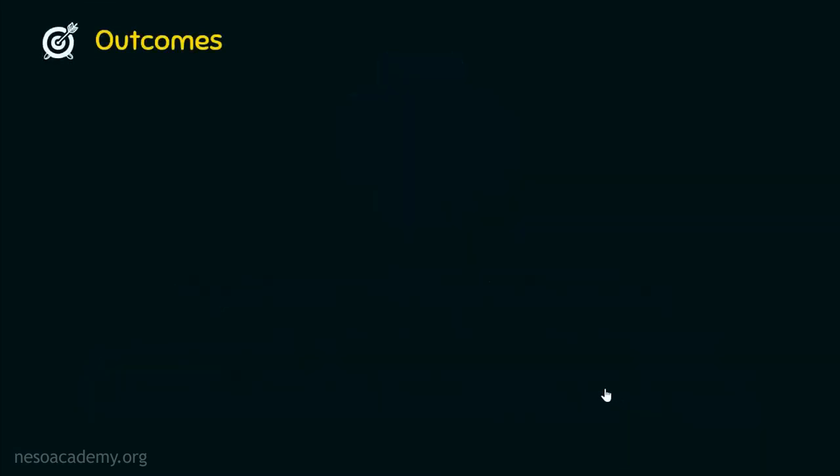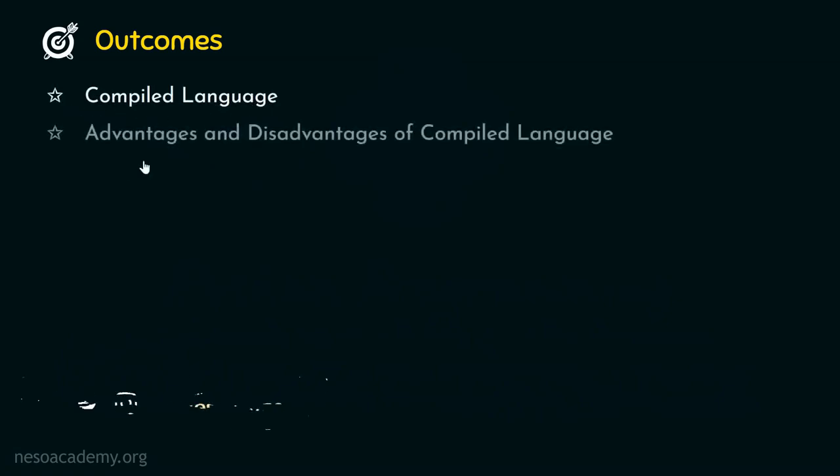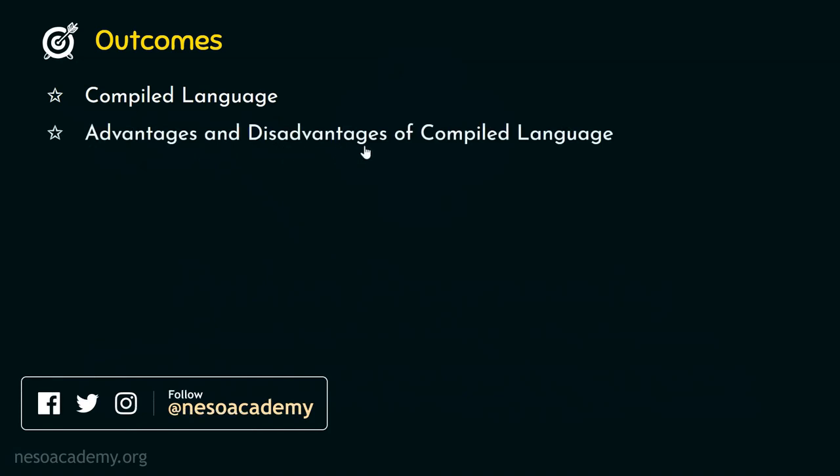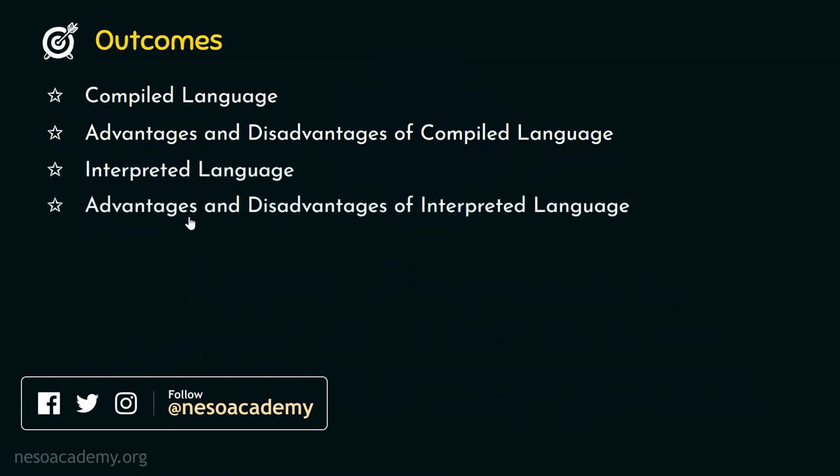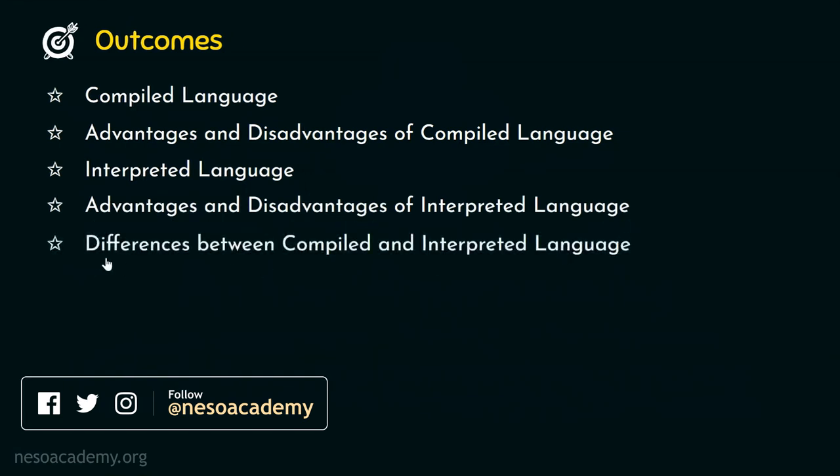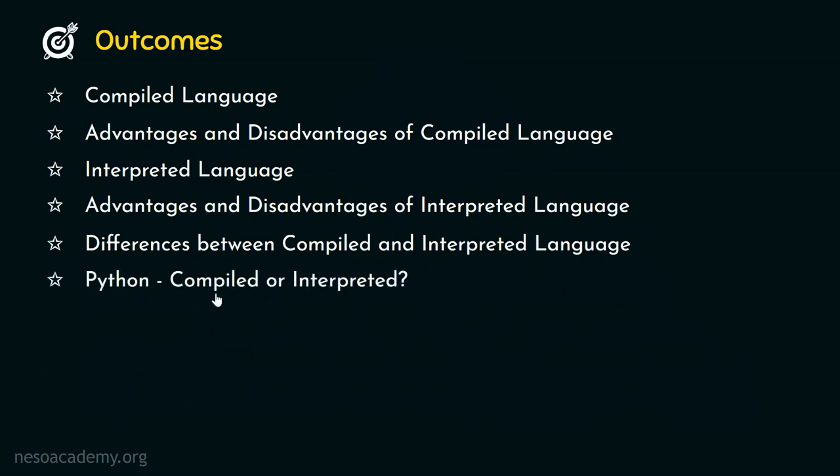Let's see what all we'll be covering in this lecture. First, we'll learn about compiled language. Then, we will go over the advantages and disadvantages of compiled language. Next up, we will understand interpreted language. And then, we will go over the advantages and disadvantages of interpreted language. Later on, we will see the differences between compiled language and interpreted language. And finally, we will see whether Python falls under the category of compiled language or interpreted language. So, here we saw what all we'll be covering throughout this lecture.